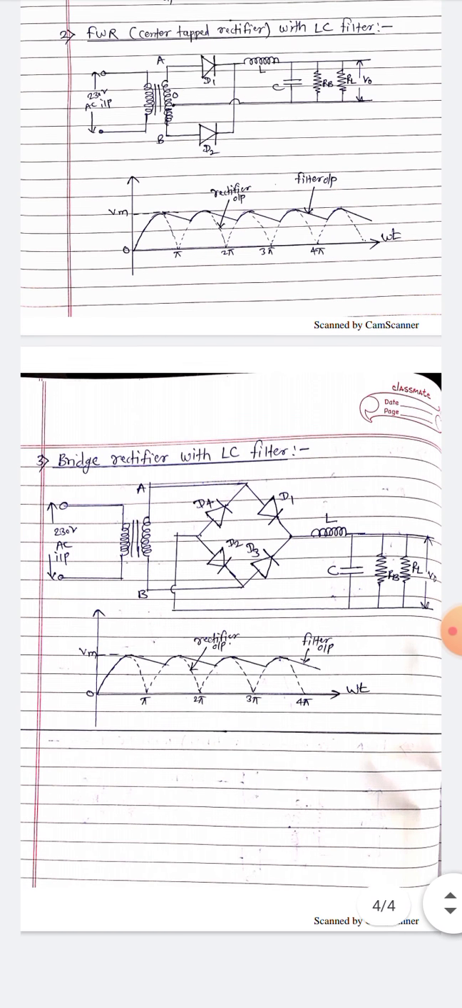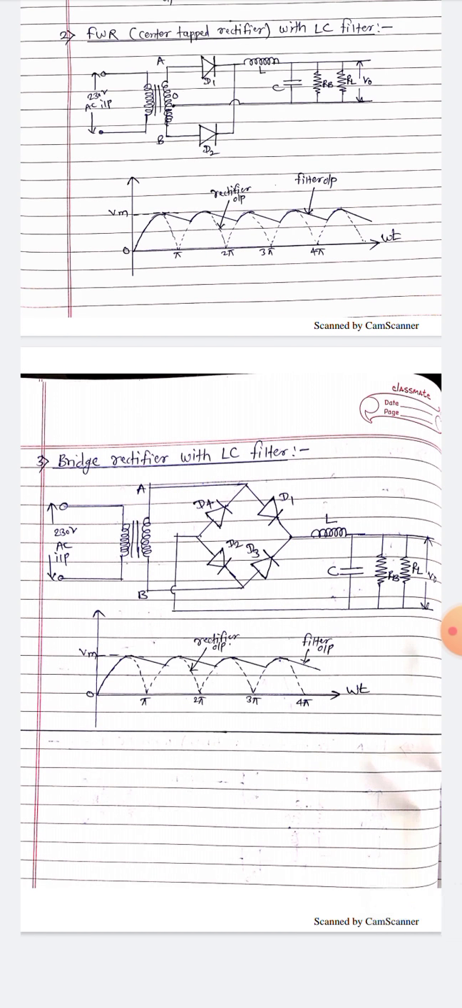Then in the bridge rectifier you can see that for the primary of the transformer, 230 volt AC input is connected, and for the secondary the bridge connection of diodes is connected. In series with that the inductor is connected, and in parallel with this circuit the capacitor, bleeder resistor and load resistor are connected.